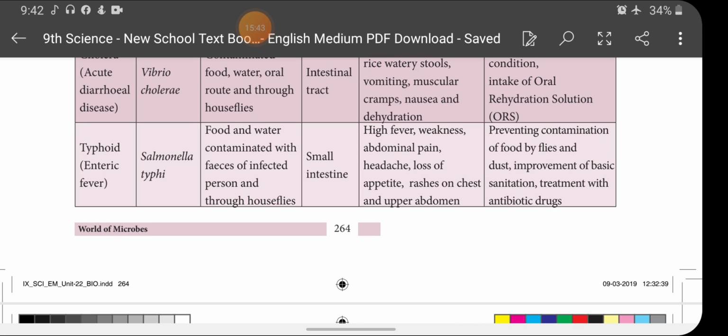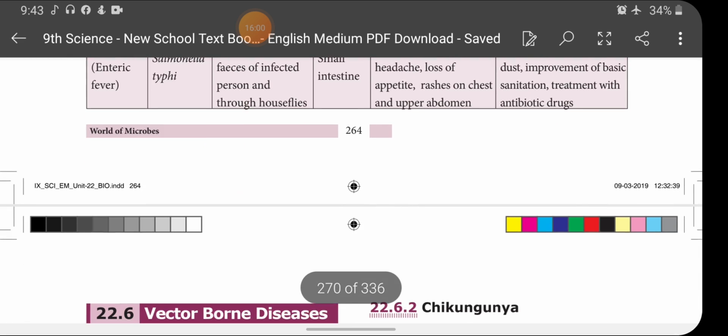Next one is how to prevent this disease. Preventing contamination of food by flies and dust, improvement of basic sanitation, treatment with antibiotic drugs. These are the preventive measures of typhoid disease.